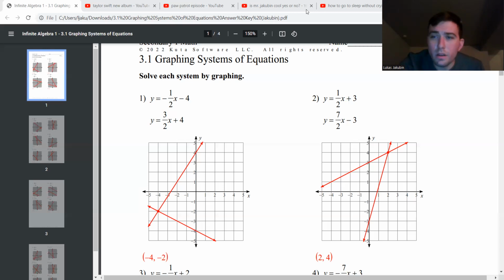But since I'm not gonna be here today, I wanted to go over the start of the next unit with you. So that is what we are going to do right now. As you can see from the top, this is unit 3.1, graphing systems of equations.